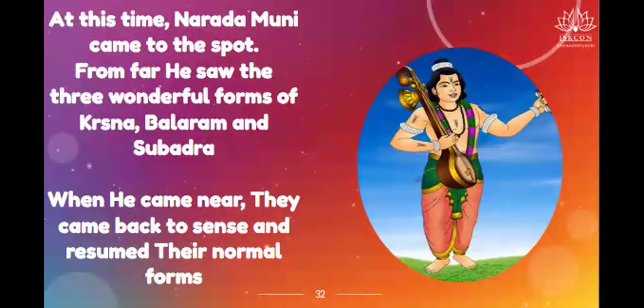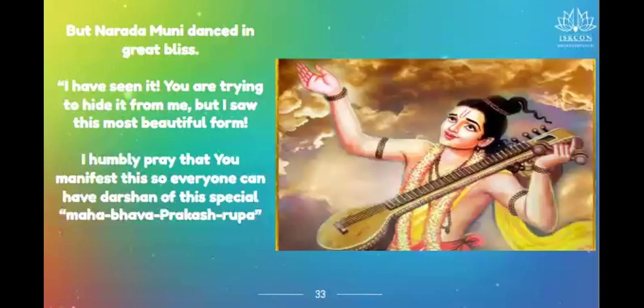And then he saw this wonderful form of Jagannath, Baladev, and Subhadra. That is Krishna, Balaram, and Subhadra. And then he started to shout, right? I have seen it, I have seen it. You're trying to hide something, but I have seen it. And then he started to pray to Krishna and Balaram that please manifest this form to everybody so that everybody in the world can have darshan. This is such a rare form that human beings cannot have darshan of.